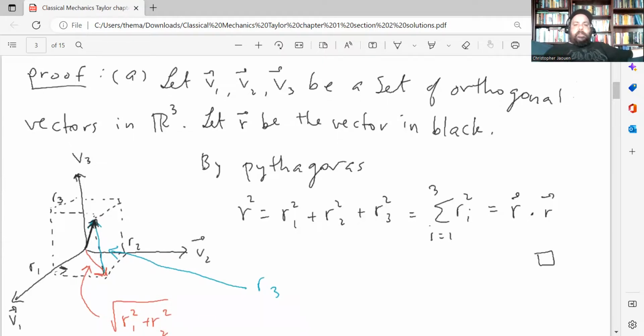So here, let v1, v2, v3 be a set of orthogonal vectors in R3, and let R be the vector in black. So in my picture down here, this vector is the vector R. Right, and you have the v1, actually, let me do this in a different color. You have the v1 axis over here, v2 axis over here, v3 axis over here, right?